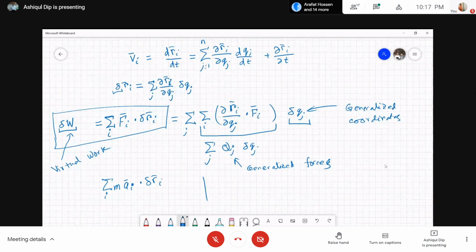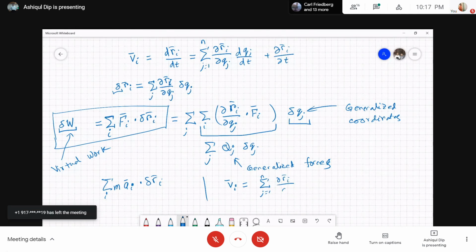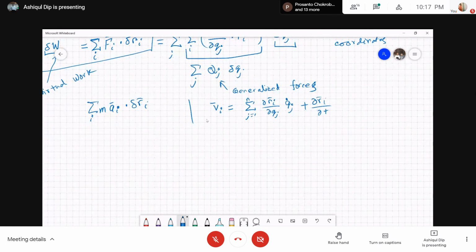No. We only derived velocity, and velocity was the sum over j equals 1 up to n of ∂Ri/∂Qj times dQj/dt, which we call Qj dot for simplicity, plus ∂Ri/∂t. So if you take the second order time derivative of this thing, you get acceleration, right?